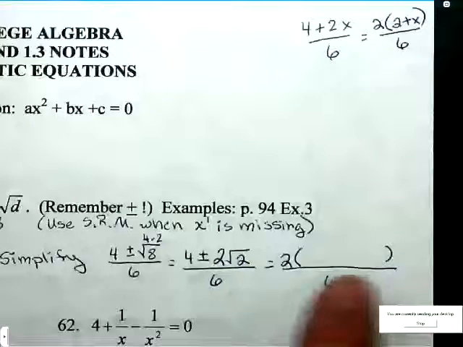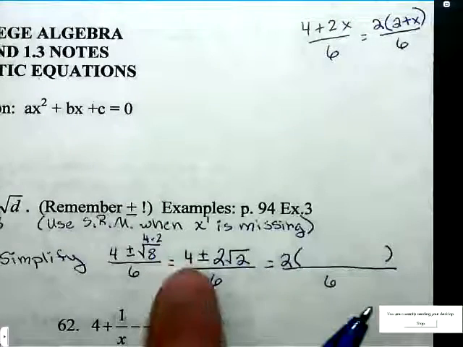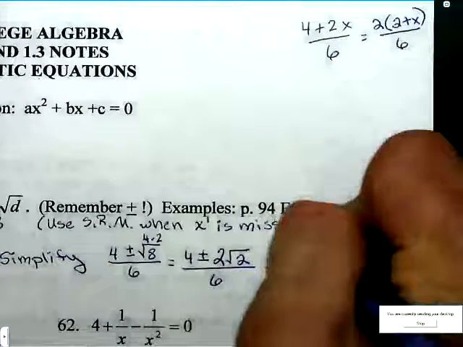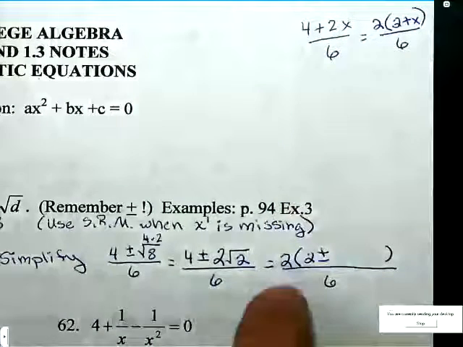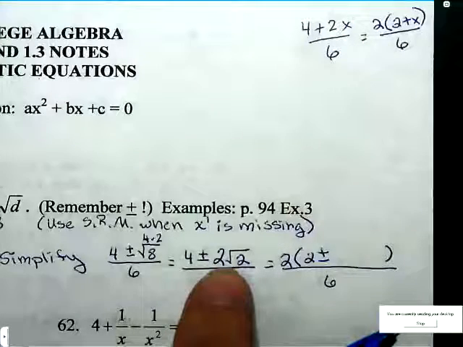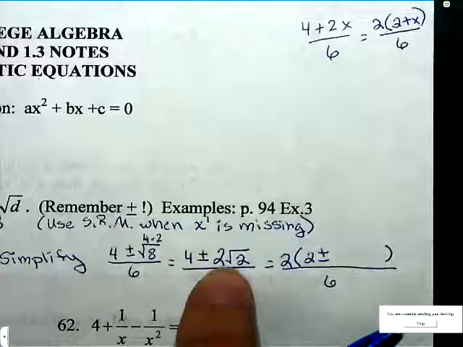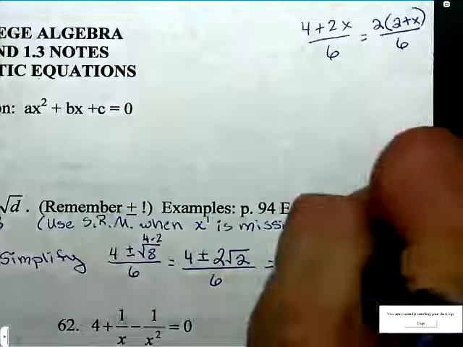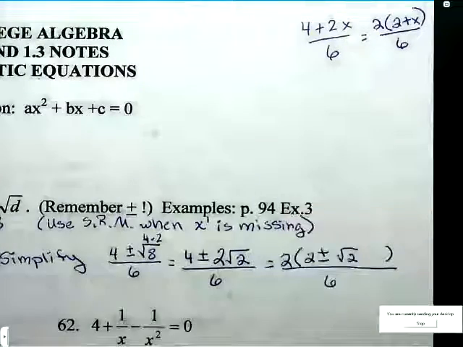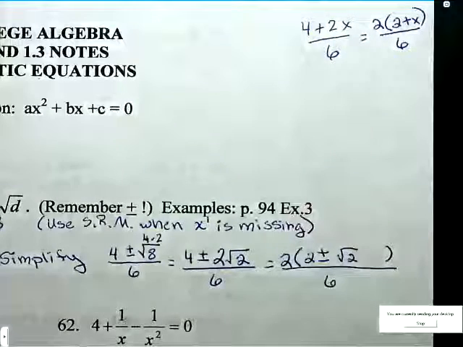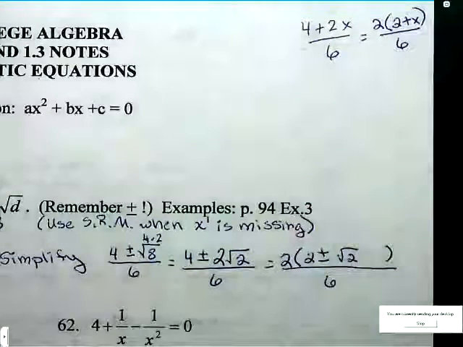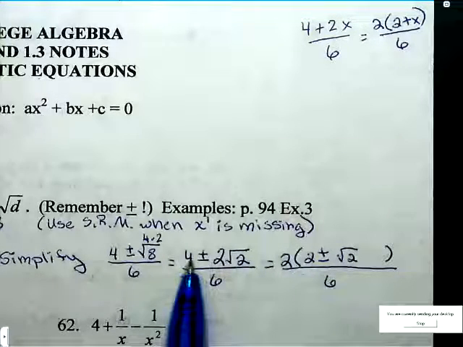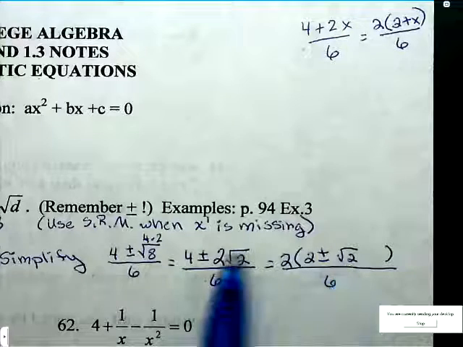What do you multiply times the 2 to get this 4? 2. And then your plus or minus. And what do you multiply times 2 to get 2 square root of 2? Well, 1 square root of 2, or just square root of 2. If you're unsure of yourself in factoring, all you have to do is check it. 2 times 2 gives you this 4, and 2 times square root of 2 gives you this 2 square root of 2.